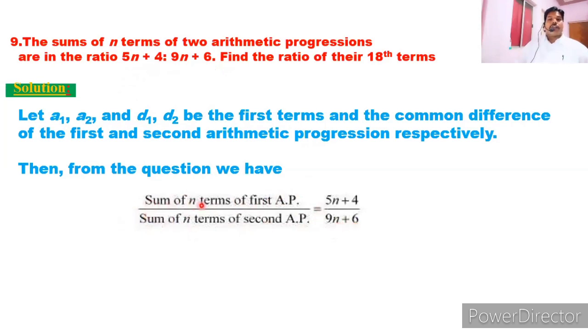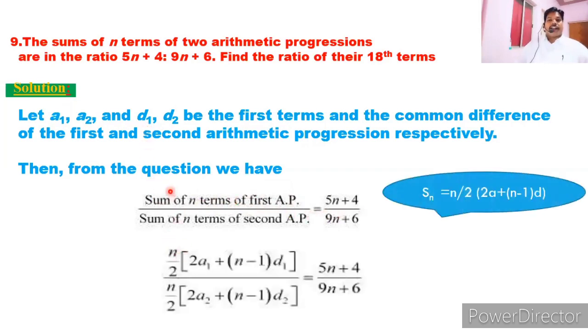Already you know the formula for the sum of n terms. Tell me, students: n by 2 into 2a plus n minus 1 into d, where a is the first term and d is the common difference. In the first arithmetic progression, the first term is a1 and the common difference is d1. So the sum of n terms of the first arithmetic progression is n by 2 into 2 a1 plus n minus 1 into d1.